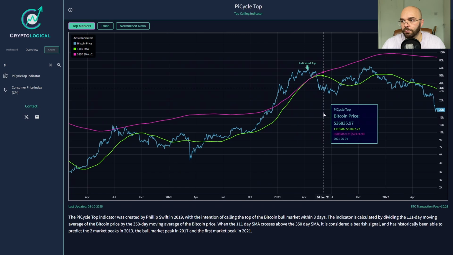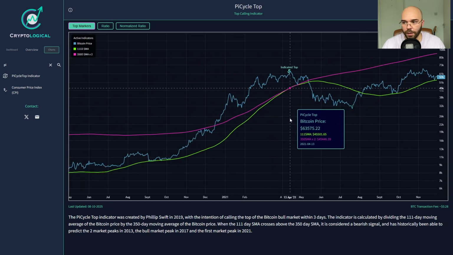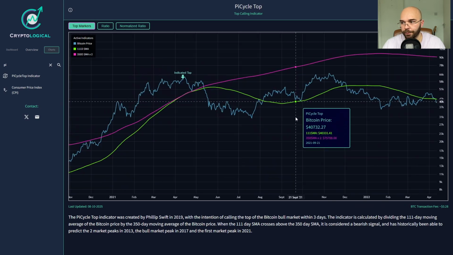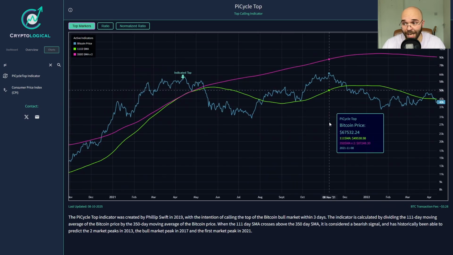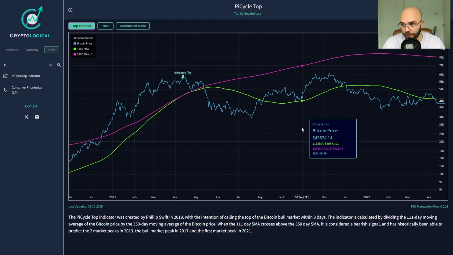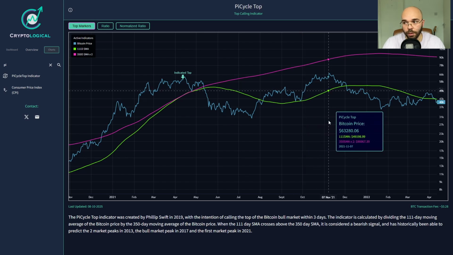Okay, so what about the last cycle? The first peak was in April, similar to the 2013 peak. So not relating to our October timeframe. The second peak, which was the actual all-time high and the proper peak, how we should determine it, although it doesn't flash on the Pi cycle indicator, was in November. So then we head back down to October and we can see, yeah, the price was pretty much at around a local low at the end of September, early October time. And the price went parabolic.